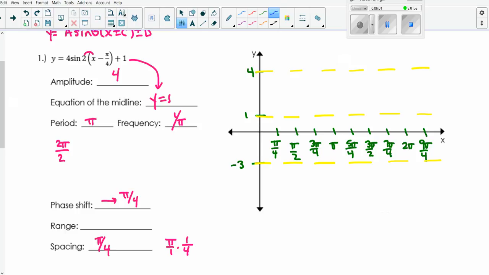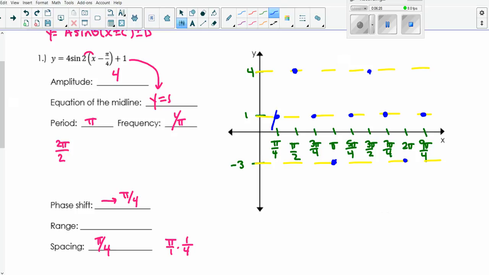Since this is a sine function, it will start at my midline, but remember it's got to start at that pi over 4. Don't start on the y-axis. It's not reflected, so I'm going to go up. Actually, I'm going to go 1, 2, 3, 4. I should end up here. 1, 2, 3, 4. I should end up here. So I'm going to go up, back down, all the way down. Puts me there. And then just keep repeating that process.